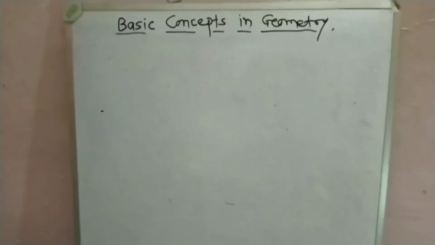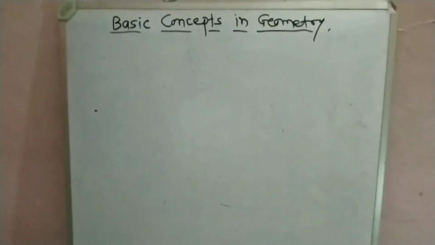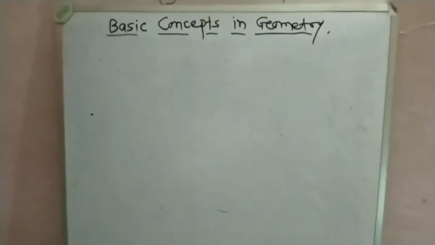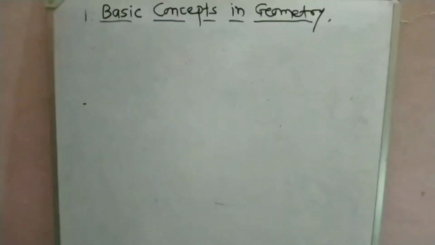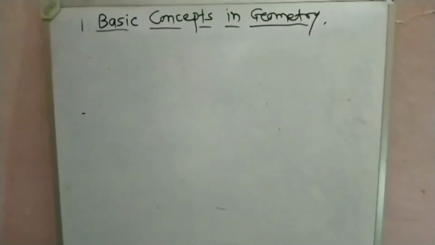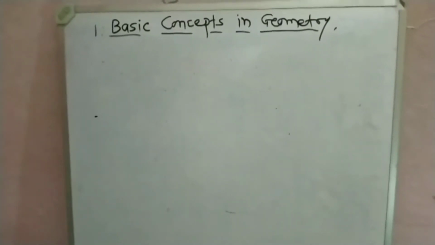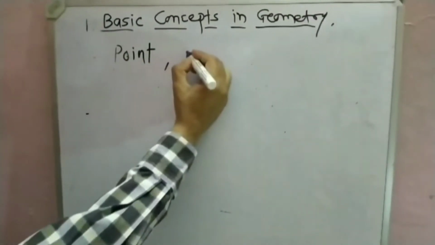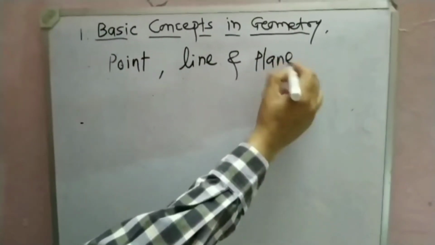Today we start a new topic in ninth standard mathematics part 2. Our first chapter is basic concepts in geometry. We know some concepts are so basic, we learn up to 8th standard, that is point, line and plane.